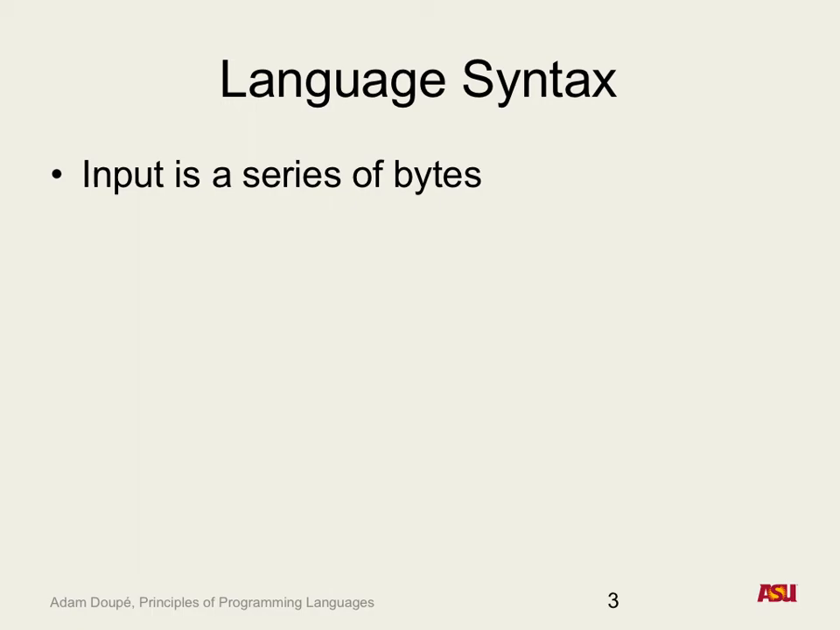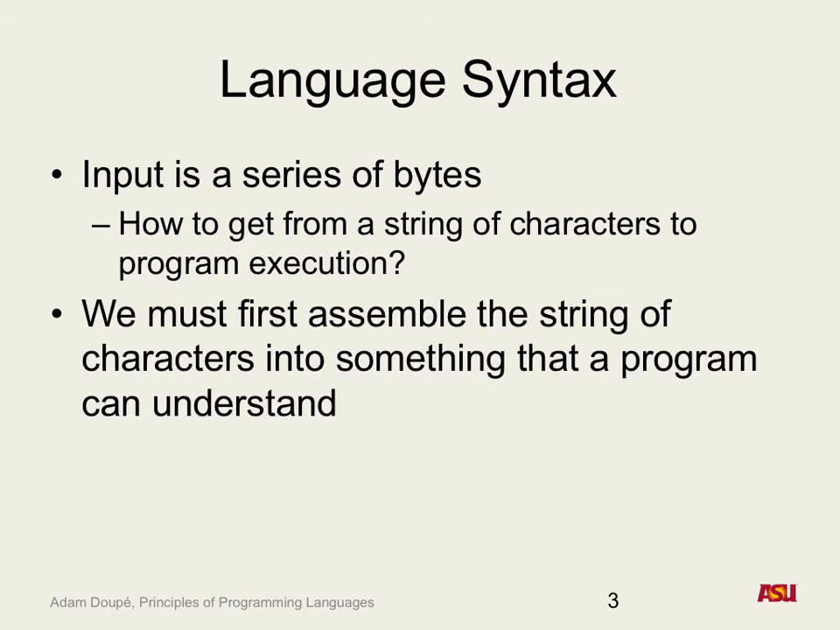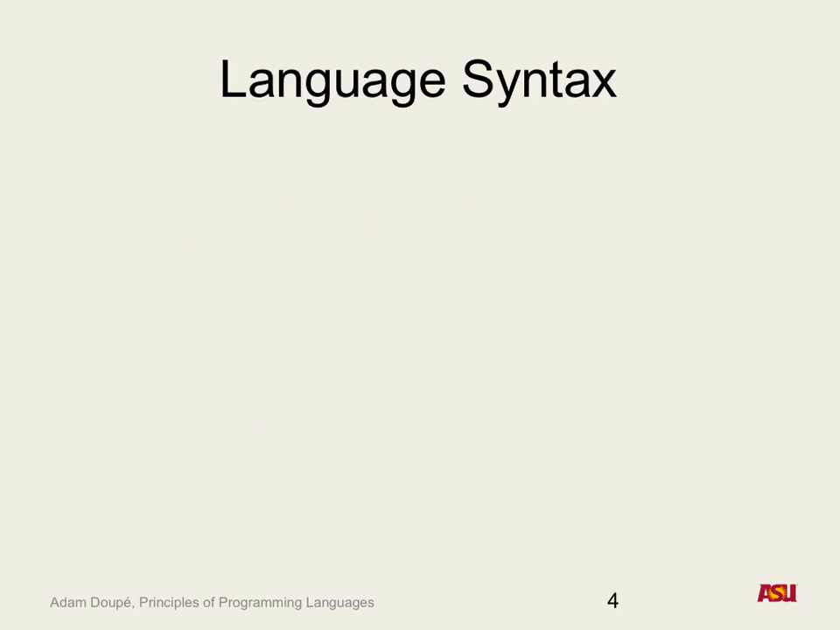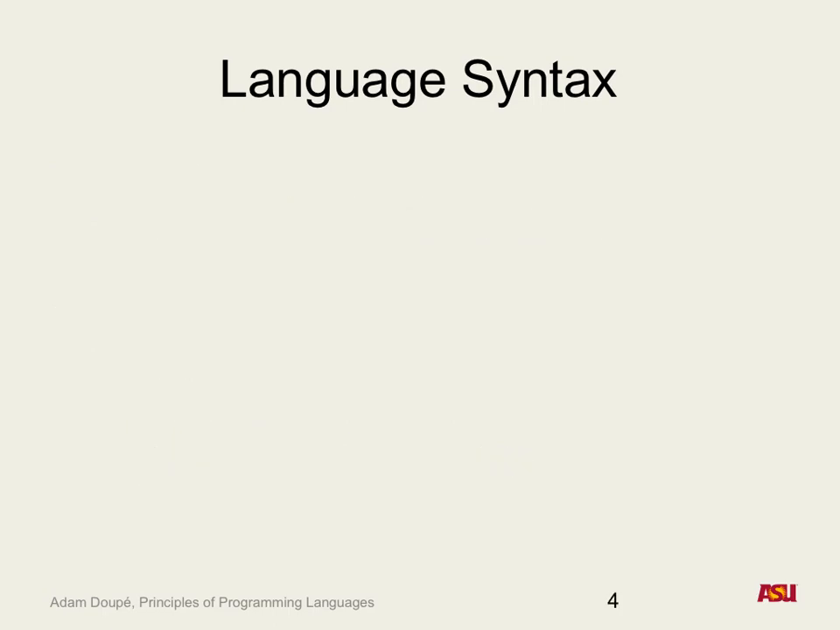So the input, as we talked about, is a series of bytes. So bytes are coming into our lexer. The key question we're setting here is, how do we get from just a string of characters to program execution? We first need to think about, okay, we don't want to deal with just bytes, because those are too fine-grained. Instead of the character i followed by the character f, we want to deal with an if token. That's something more abstract. It's not the raw characters, and this is what a program can understand and compute on. So the output, the goal, is a series of tokens. When you think lexical analysis, input bytes, output tokens, bang, that's it. Anything to do with lexing is going to be generating tokens. Okay.